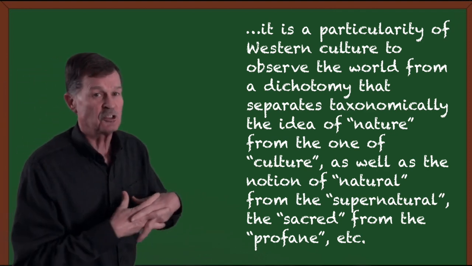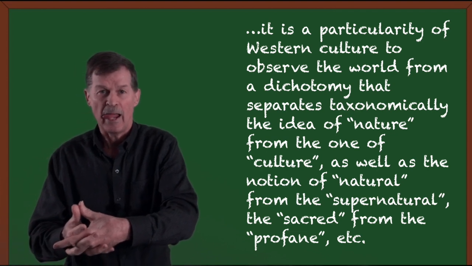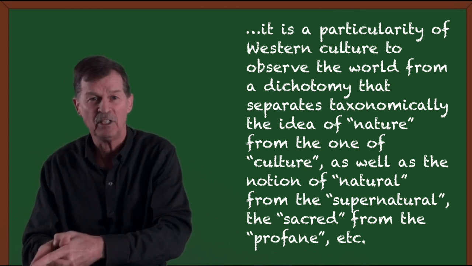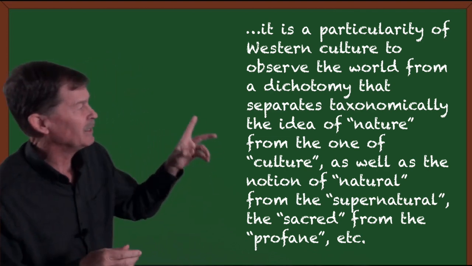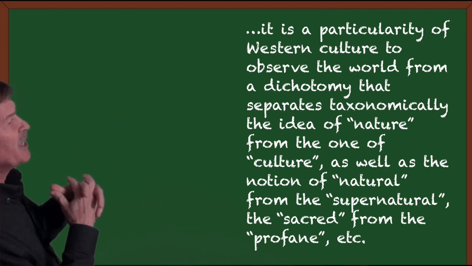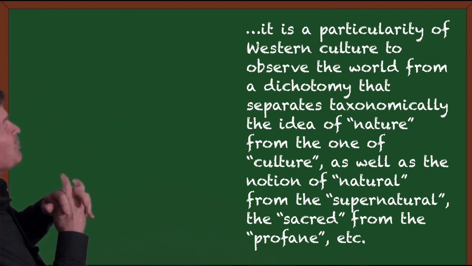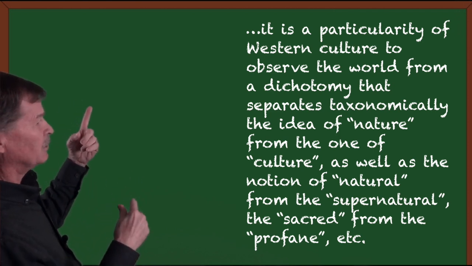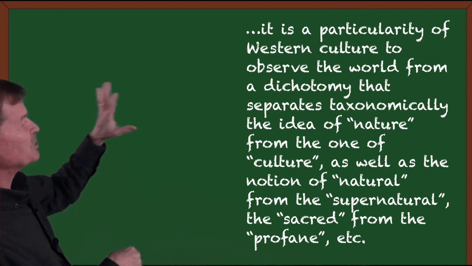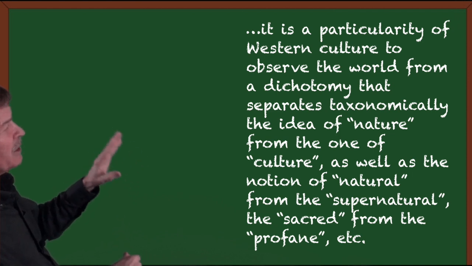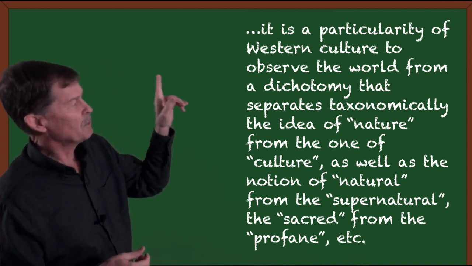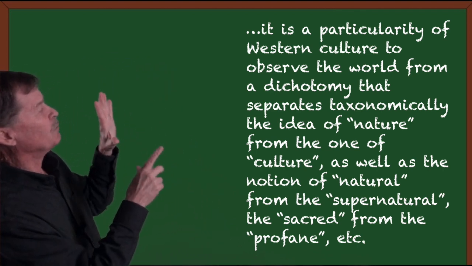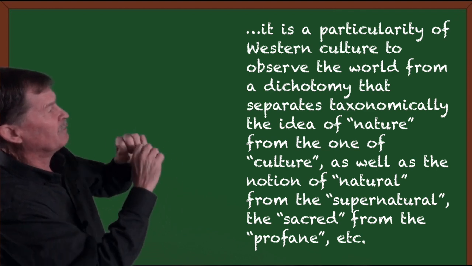So in other words, you can study the natural world, but you can't get culture involved in it because culture contaminates the objectivity of the study of the natural world. But here it's saying it separates taxonomically the idea of nature from the one of culture, as well as the notion of natural from supernatural, the sacred from the profane, etc. So they're saying this is a particularity of Western thought, Western culture, to observe the world from a dichotomy of taking it apart.